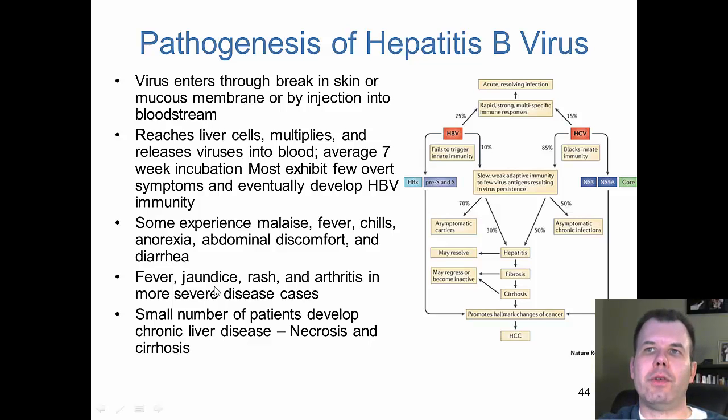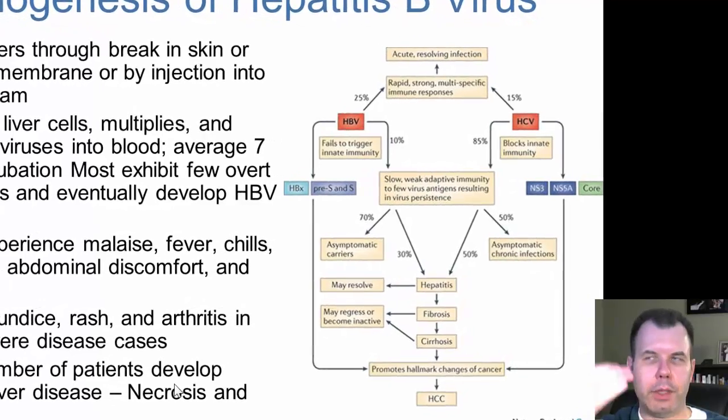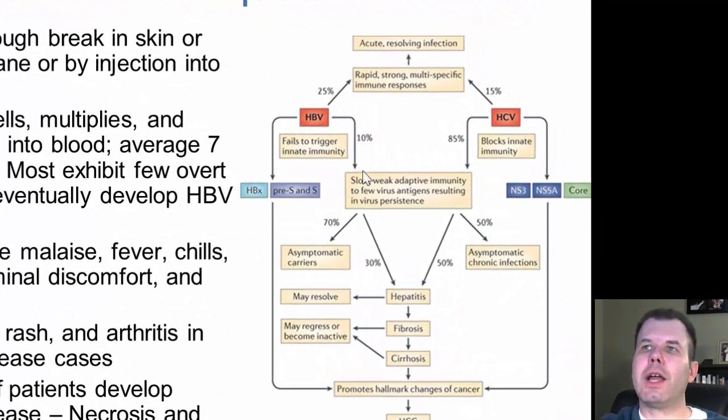Some experience malaise, fever, chills, abdominal discomfort, and diarrhea. Others will experience fever, jaundice, rash, arthritis, and then in the most severe cases, again, some number of patients develop chronic liver disease, and that would be long term. And if you look over here, this kind of just shows you where people get it. So again, with HBV, only about 10% of the people actually show any infection at all. 70% of those become asymptomatic carriers, and only 30% go into hepatitis, where again it may resolve, may turn into cirrhosis, or again could get into liver cancer.